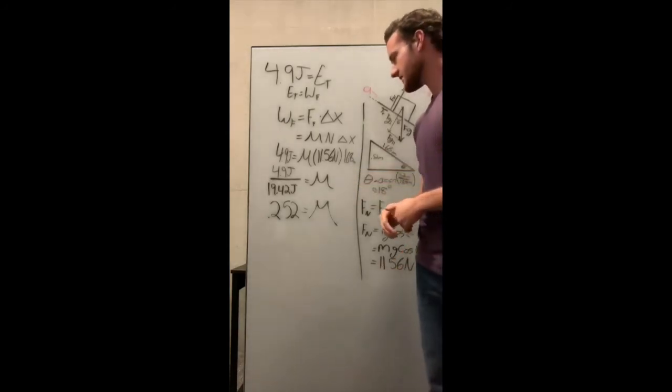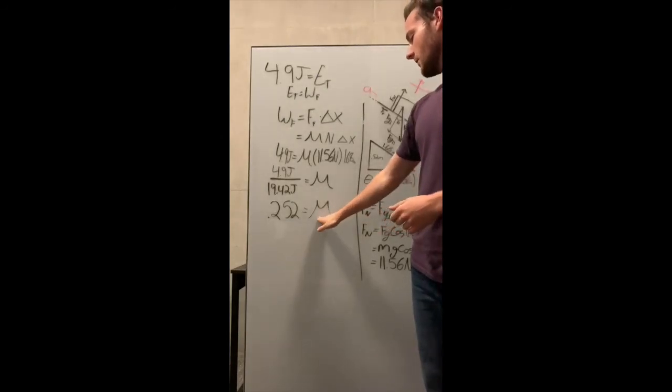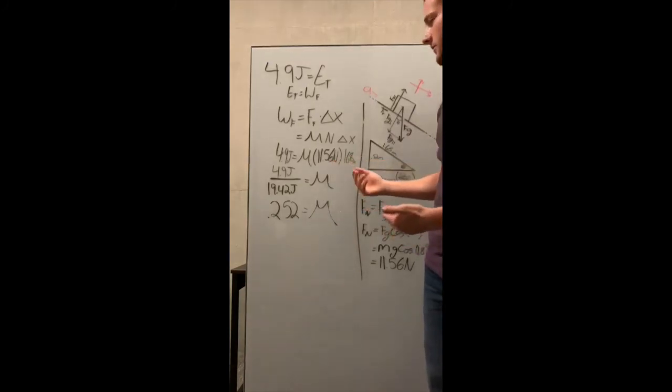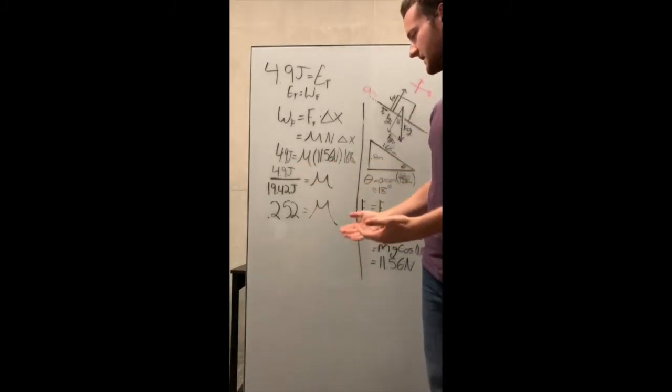Back to our energy lens, we found the coefficient of friction to equal 0.252. Check our units: a newton times a meter is a newton meter, or a joule, and the joules cancel out, satisfying.